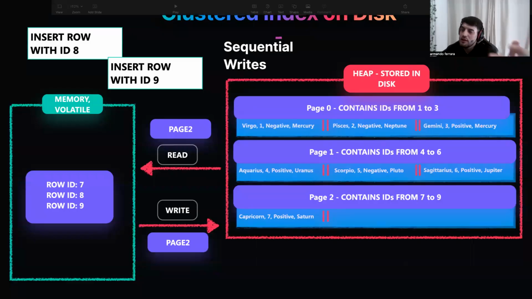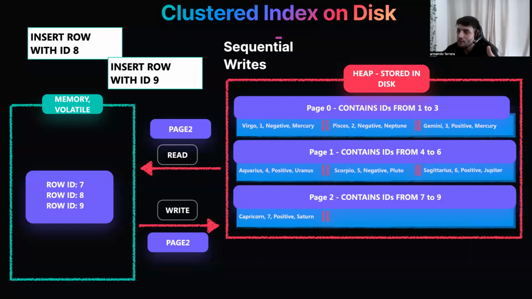It's because the way InnoDB stores your data on disk is with a clustered index. Essentially, every page that is stored on disk has an order. Page 0, for instance, contains the IDs from 1 to 3. Page 1 contains IDs from 4 to 6. Page 2 contains IDs from 7 to 9. So let's assume now an insert of a row with ID 8 is coming. I have to do one IO, retrieve page 2, bring it in memory, and I insert ID 8 inside page 2.